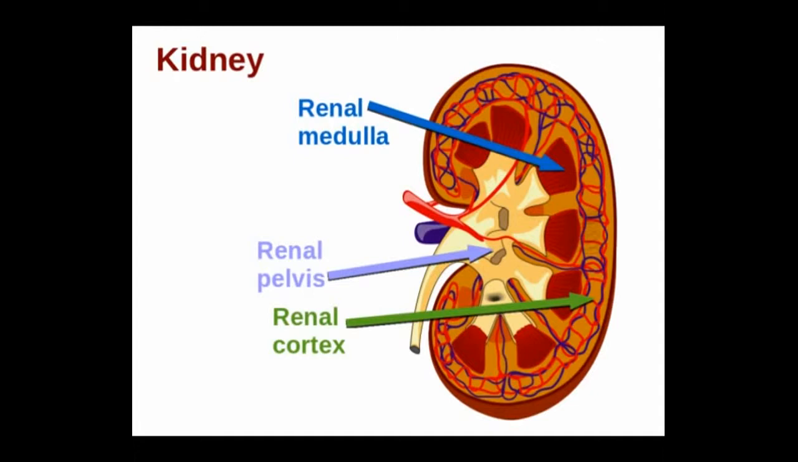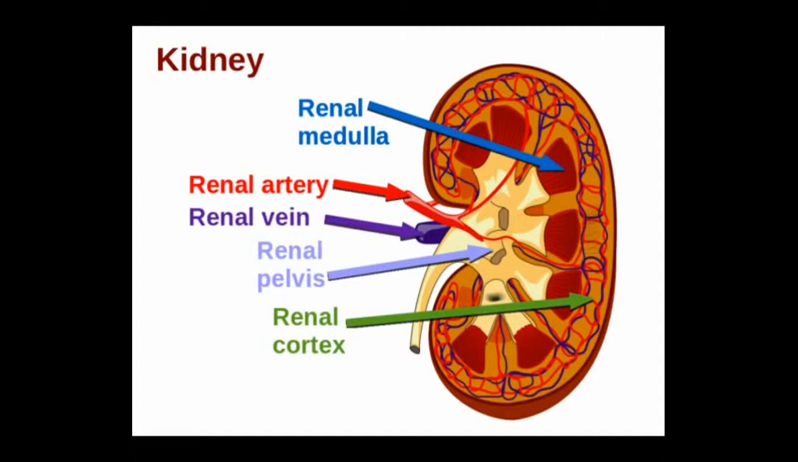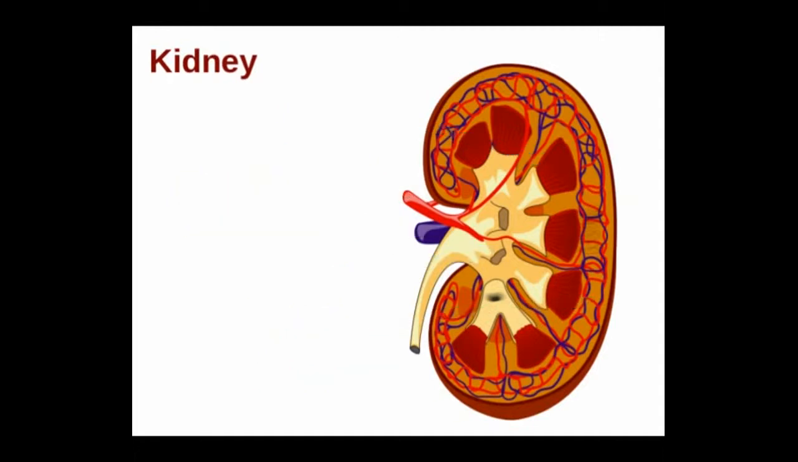Now, you can also see the renal artery, which brings in oxygenated blood, including the blood that is going to be cleansed by the kidney, and the renal vein, which takes away the deoxygenated and cleansed blood. Now, each kidney also connects to the ureter, as noted, and this takes away waste to be stored in the bladder. Now we're going to introduce the most important structure of the kidney, the nephron.